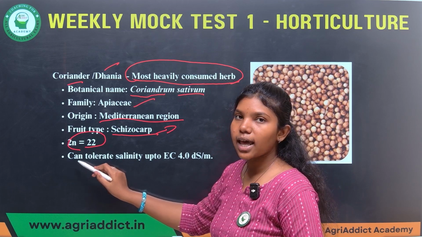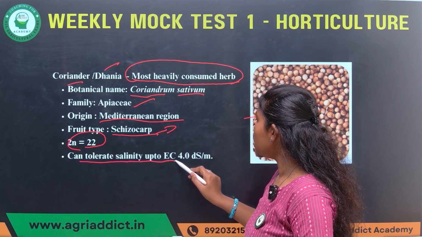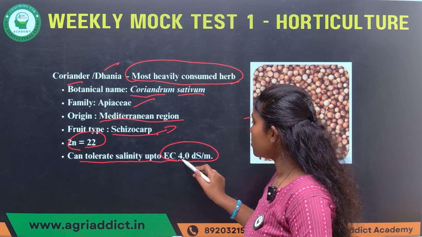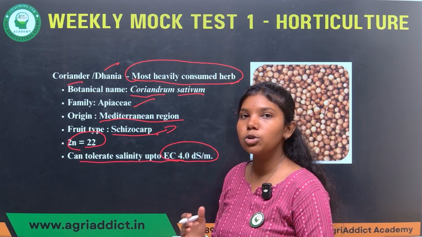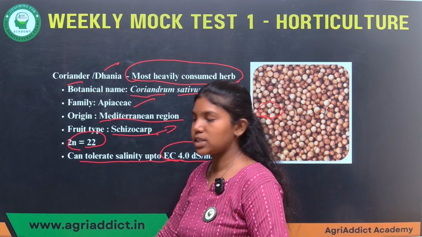One of the special characteristics about coriander is it can tolerate salinity up to EC4. That is, it is a suitable crop to be grown in saline prone regions. We'll go to the next question.